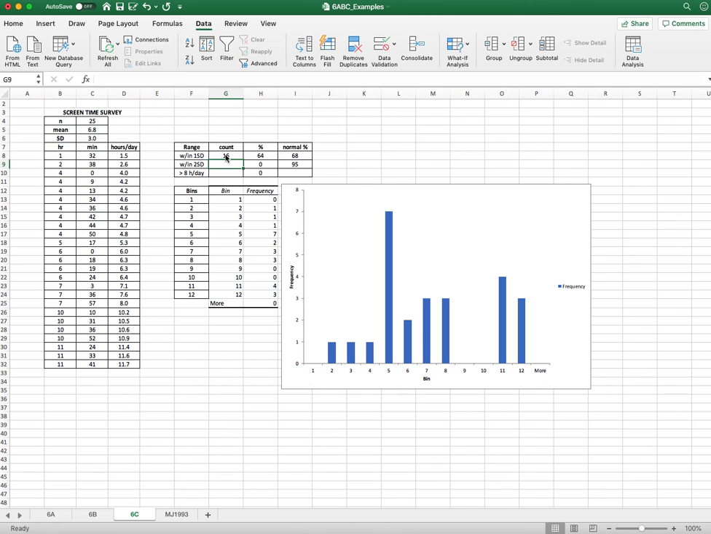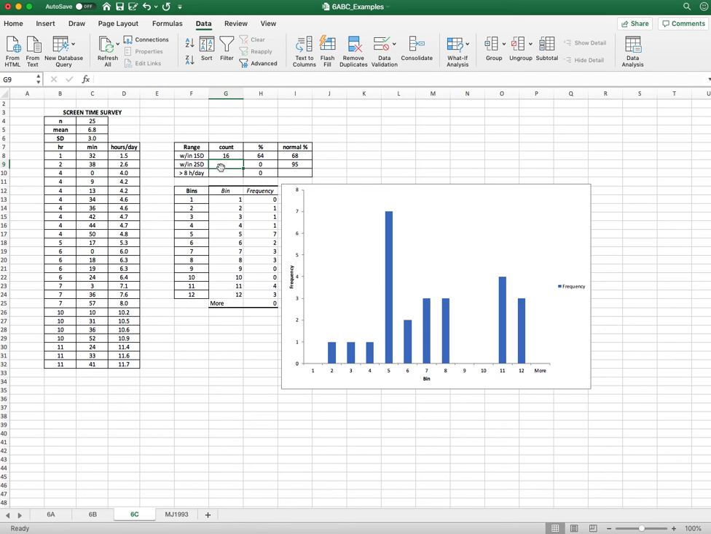So 16 is 64%. So actually the normal distribution isn't too far off. Even though we have what looks like a bimodal shape, the normal distribution says 68% of the data should be within one standard deviation, and we found 64%, so not too far off.